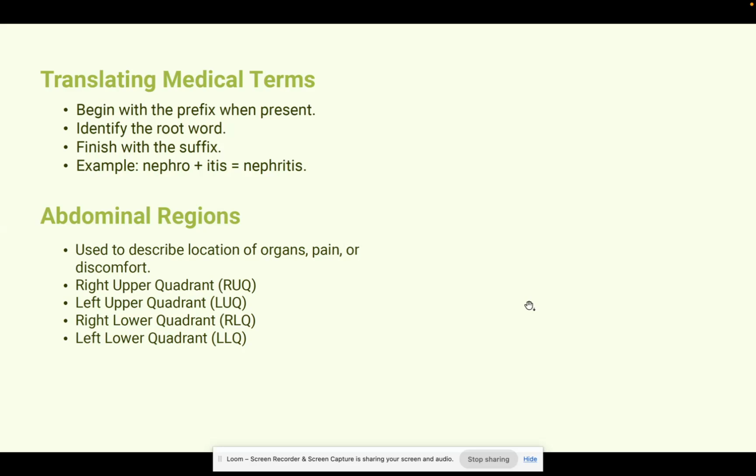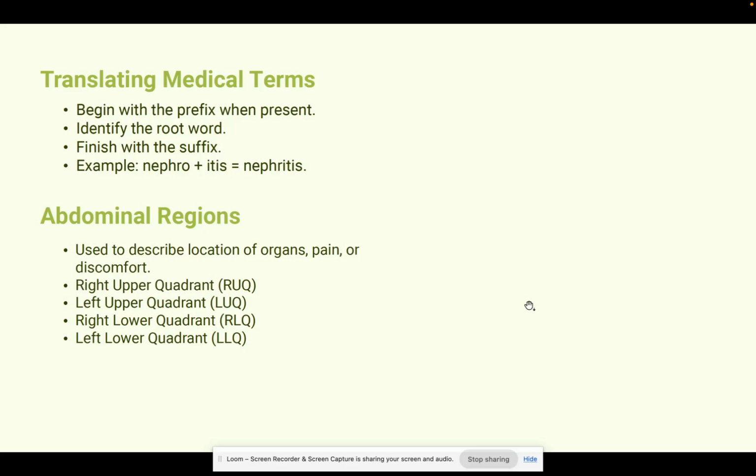In terms of the abdominal region, these are the very common terminologies that we use. It's very important that you are familiar with this because, remember, when you are observing the abdomen of your client, you check if there might be any sores or discomfort. It's also used to describe the location of your organs, if there's pain or any discomfort. So RUQ is the right upper quadrant, left upper quadrant is the LUQ, right lower quadrant is the RLQ, and left lower quadrant is the LLQ, right? It's always between the umbilicus.